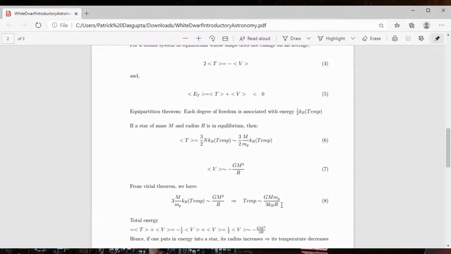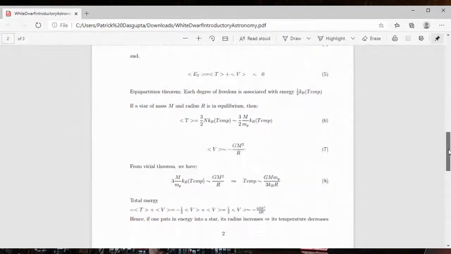On the other hand, if the sun becomes a white dwarf, that means R becomes very small, and the surface temperature becomes very high. That's the reason why Sirius B, although it is very faint because its radius is smaller, has a very high surface temperature. Okay.